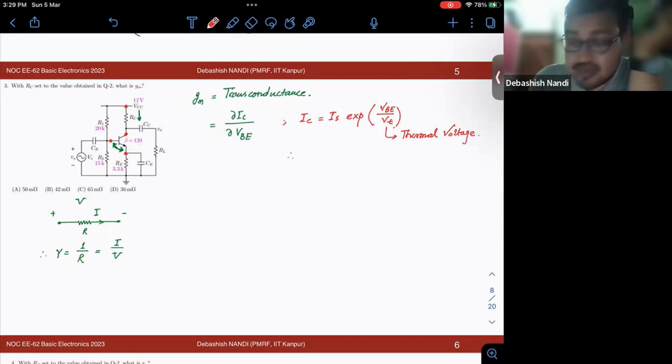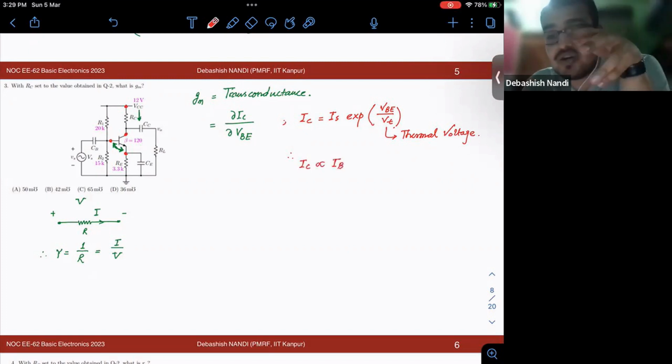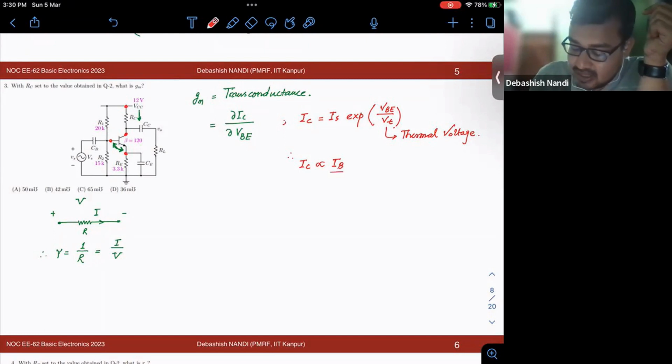So what is the logic behind this expression? It is nothing but your IC is proportional to IB, it is equal to beta IB. If I take beta as constant and independent of IC, then IC is proportional to IB. And IB is nothing but the current flowing in a PN junction.